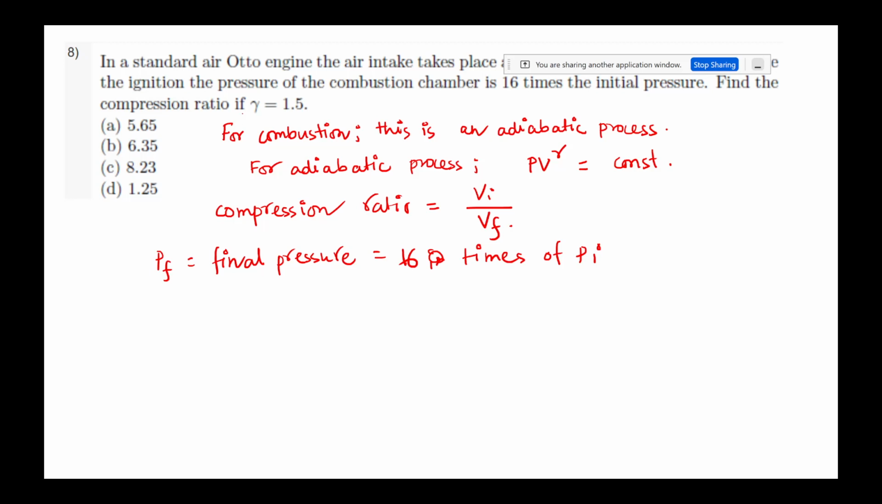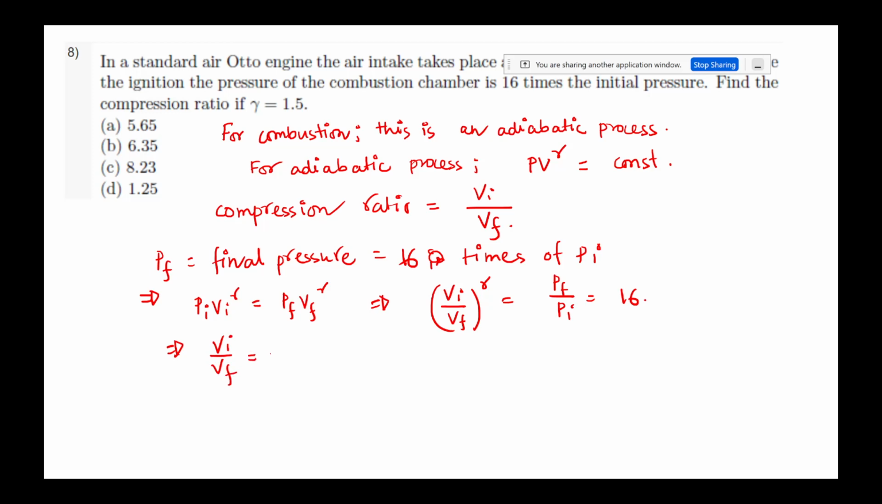So from here you know that Pi Vi to the power gamma is Pf Vf to the power gamma. Then from here (Vi by Vf) to the power gamma is equal to Pf by Pi, which is 16. So Vi by Vf, which is the compression ratio, let me write it R, will be 16 to the power 1 by gamma. So 16 to the power 2 by 3. Please tell me what is 16 to the power 2 by 3?